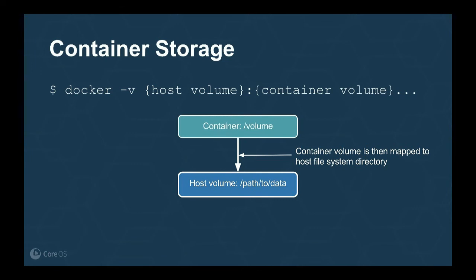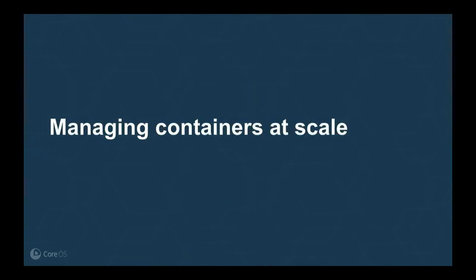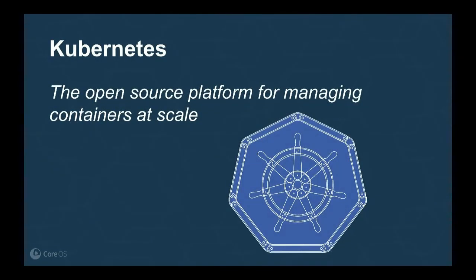And then once, again, it's formatted, it is then exposed and mapped into the container. And this is how container storage works currently. What if you want to do this at scale? So what we have now is to use Kubernetes.